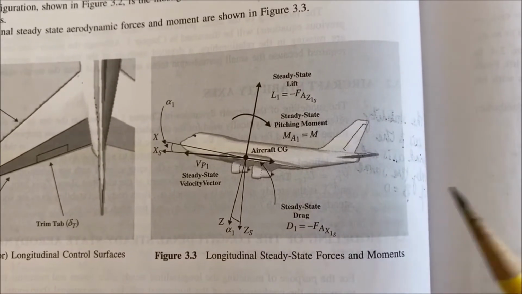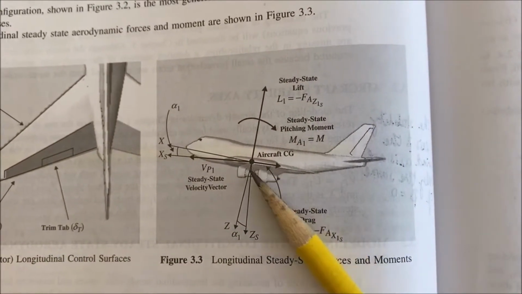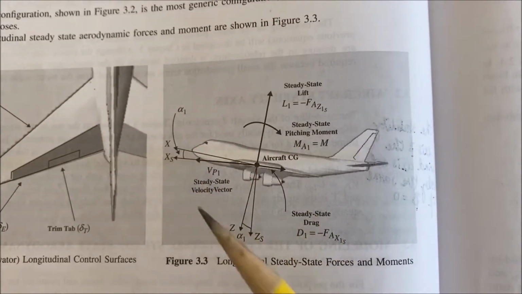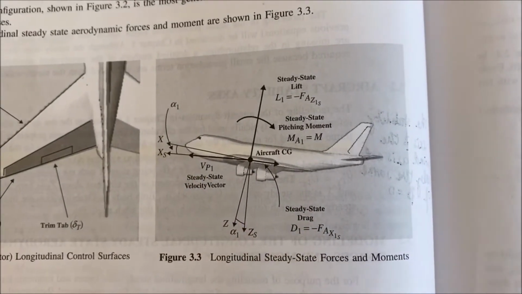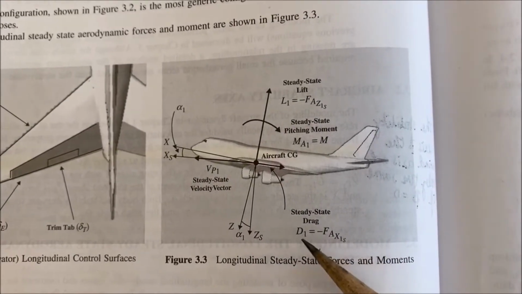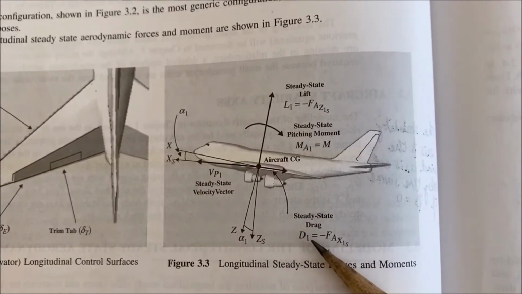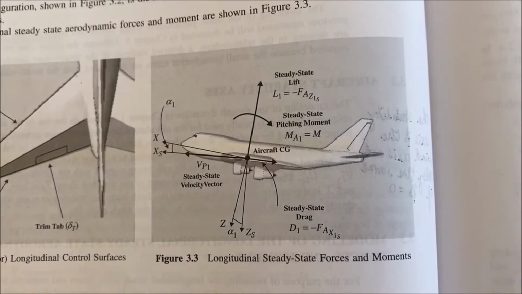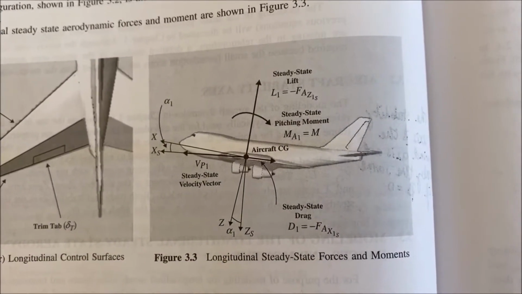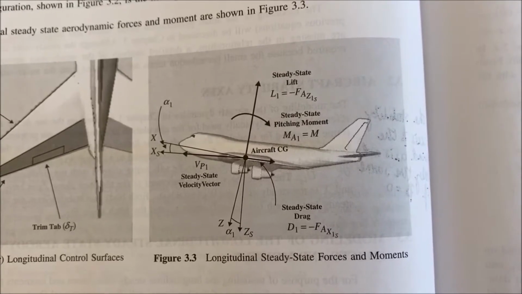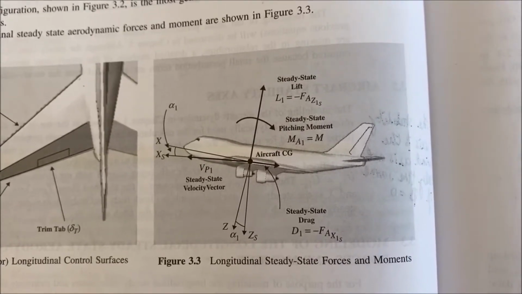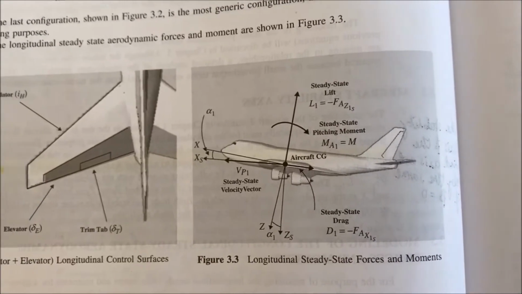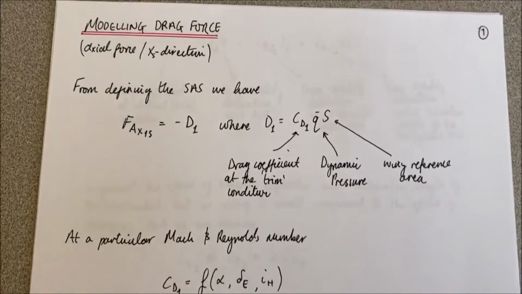and our drag force here, which is opposite in direction to the X stability axis, we call drag force D subscript 1 for the drag associated with the trim condition, and we give it the name F subscript A for aerodynamic in the XS axis, and it has a subscript 1 also associated with it for the trim condition. So that's what I've started with over here.